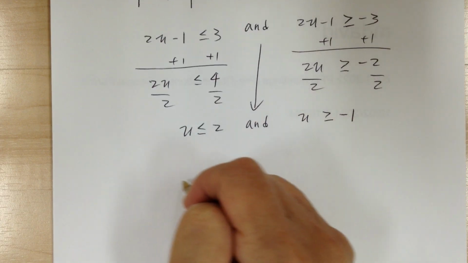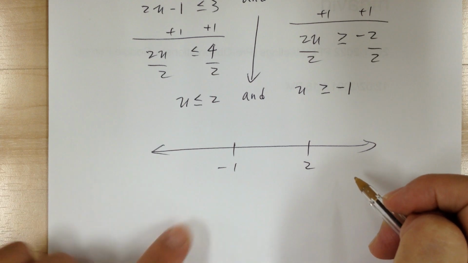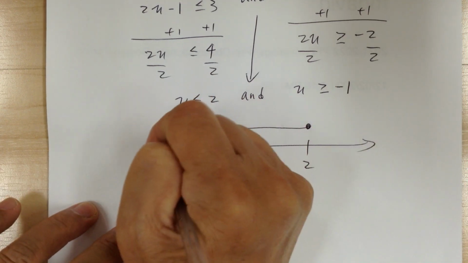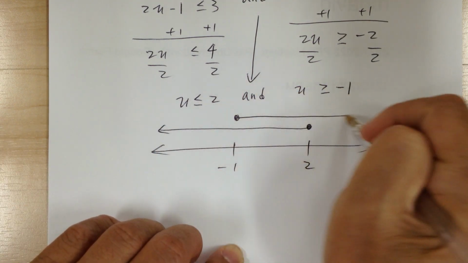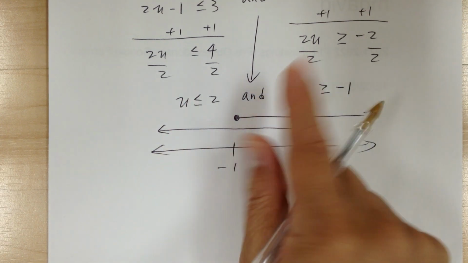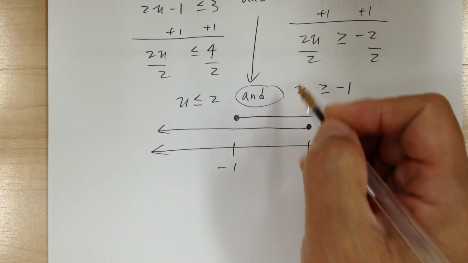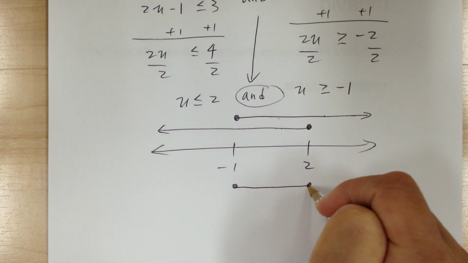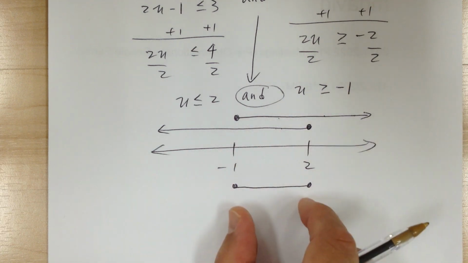Now when you graph this, you got -1 and you got 2, right? This one is going to be this way, less than or equal to 2. This one is going to be greater than or equal to -1. Now you have to apply the conjunction AND. So you have to be in this and this. The part that is in both is this part over here. Again, AND means you have to be in here and in here. So the only part that's good is this part.